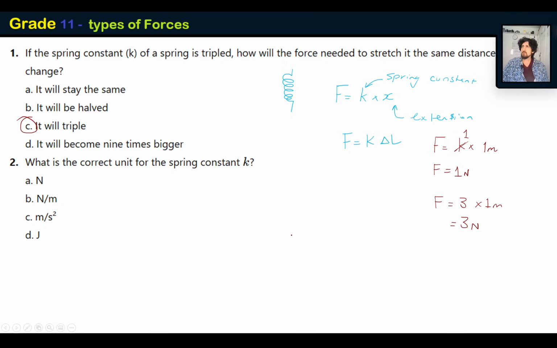What is the correct unit for spring constant? Okay, that's another good question. F equals K times delta L. Delta L is in meters, and force is always in newtons. So I wonder what spring constant is going to be. Well, force equals K, the spring constant, multiplied by delta L. If that's in newtons and that's in meters, you can tell that K is going to be newtons over meters. So right there, if you're not sure, just write the formula. You can find the units that way.